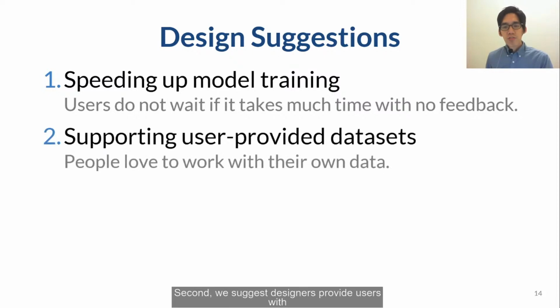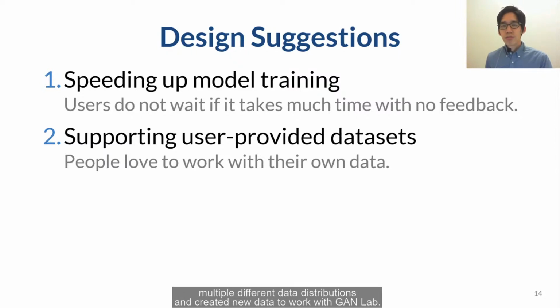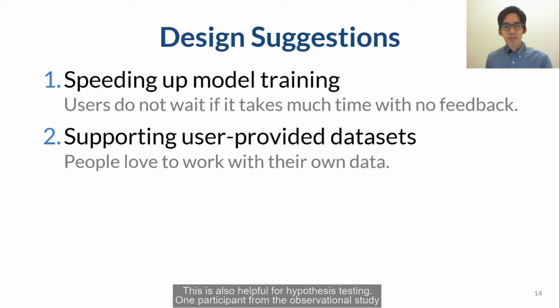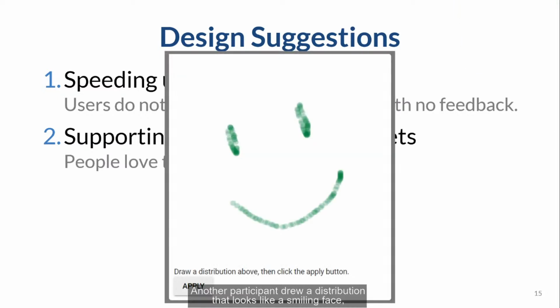Second, we suggest designers provide users with an ability to work with their own data. A lot of visitors played with multiple different data distributions and created new data to work with GANLab. This is also helpful for hypothesis testing. One participant from the observational study created a distribution that is slightly different from a dataset provided by the tool to see how models learn differently. Another participant drew a distribution that looks like a smiling face, which could be a very engaging experience for them.